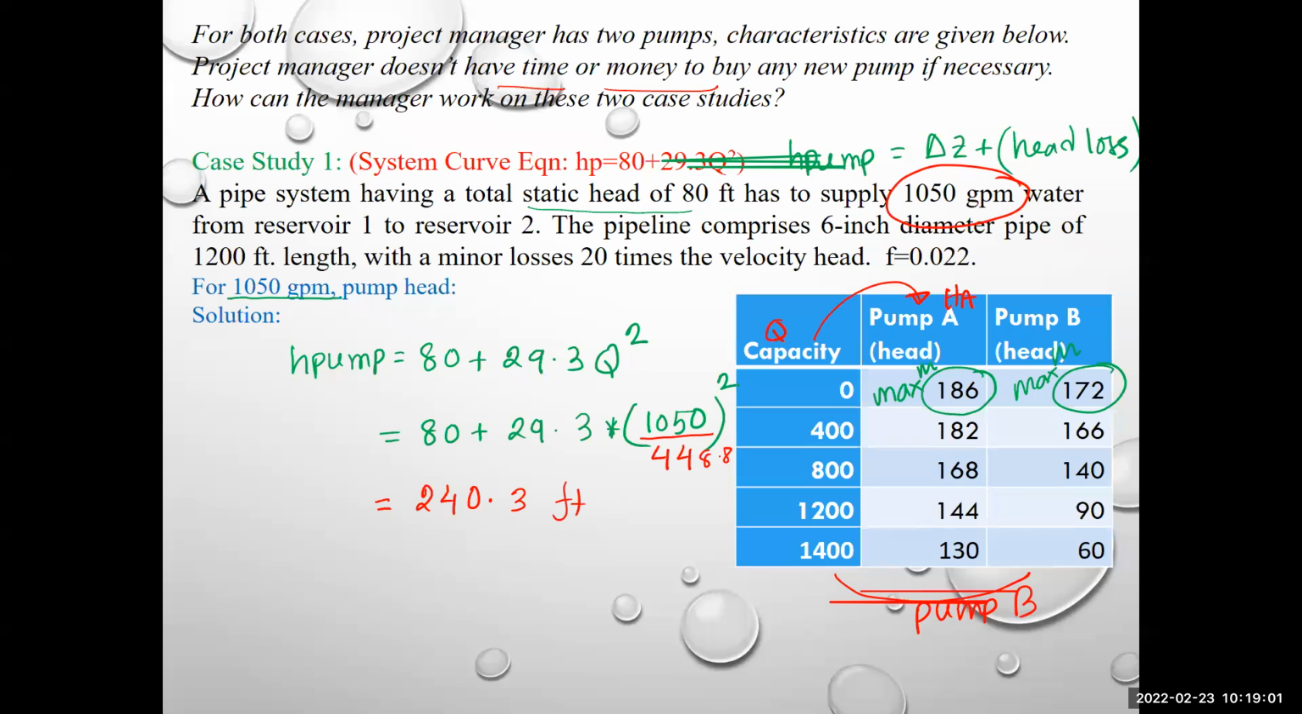So these two pumps can add a maximum of 186 feet at zero capacity. That is the maximum head they can add. So for this 1,050 GPM, there is no way one of these pumps can add 240 feet. That simply means the project manager can't work with one single pump here. He or she needs to come up with something, right? Okay, that is case study 1. So they need more head, because one pump can't provide that much head.